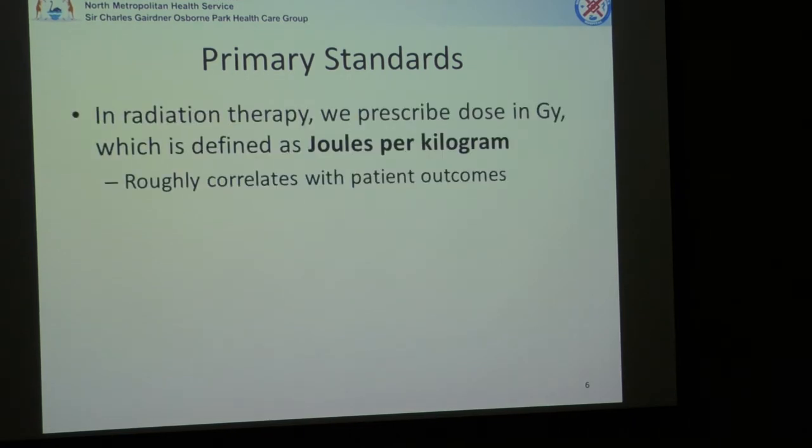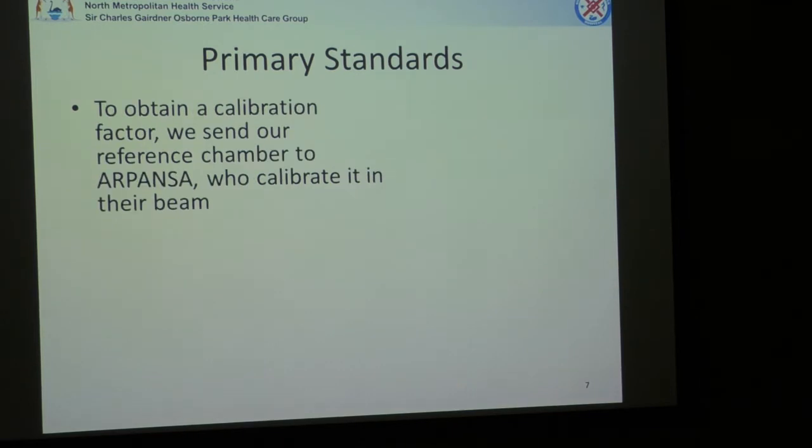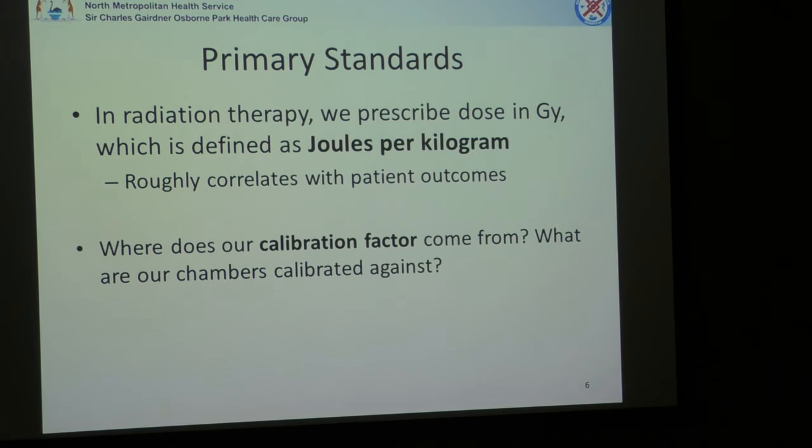Still in background here, but primary standards. We prescribe dose in gray, which is joules per kilogram, because this basically correlates with patient outcomes. It wasn't always this way, but dose is the quantity that ultimately we're interested in now. So this calibration factor, how do we actually find it? What are our chambers actually calibrated against?